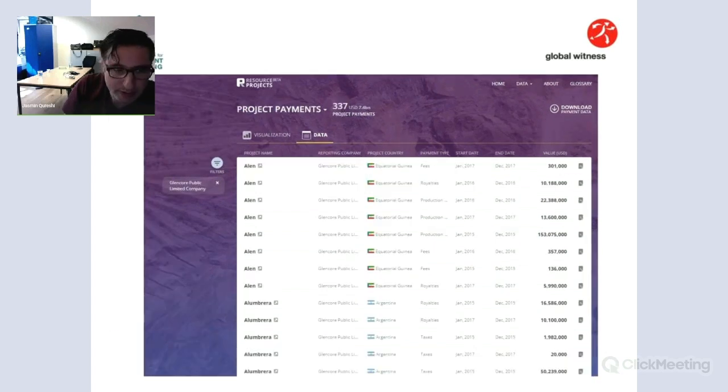Going on, you can also manipulate by company if you like. Here's an example where I've just given Glencore. This would give you all the different countries that Glencore is reporting payments in, by project, types of payment, etc., and the amounts. So it's a great resource.